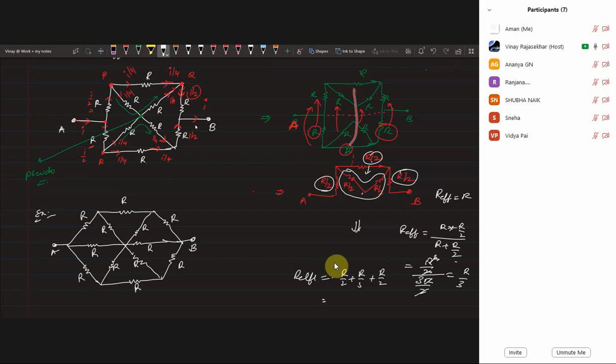So you can write like this: R by 2 plus R by 2 plus R by 3. That is 4R by 3 is the answer. Okay, 4R by 3 is the answer.